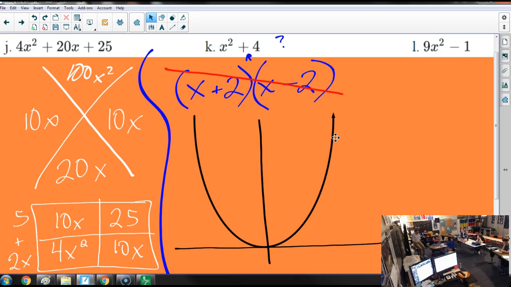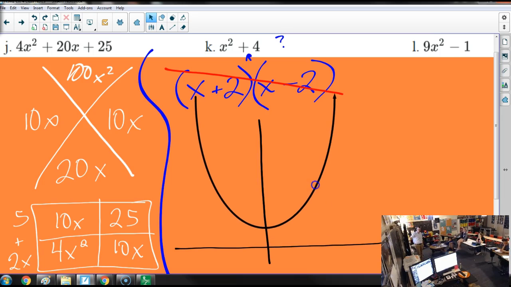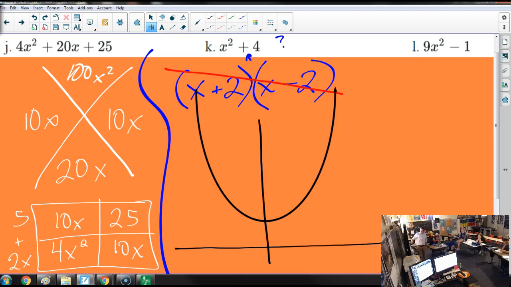Are they real though? Yes. You plugged in x squared plus 4 and you got zeros. This is x squared. What does the plus 4 do? It's how high or low it is, so it's 4 up. Does this parabola cross the x-axis?